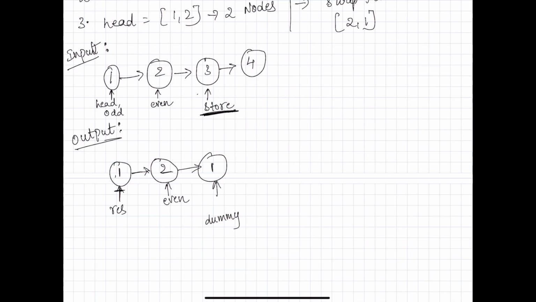So let's do it in the input. So the odd comes here, and odd dot next will be even. So let's move this one as well. This one moves here. So now we got a track of everything.